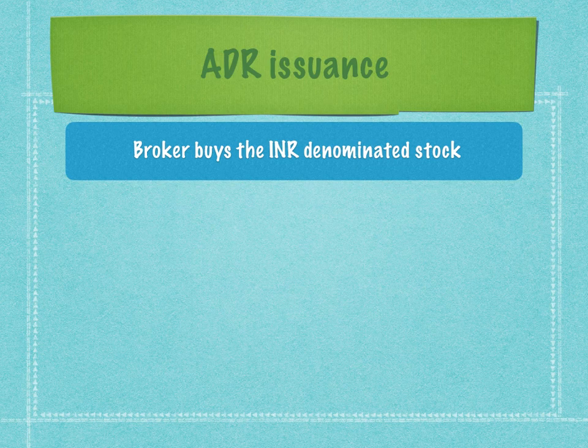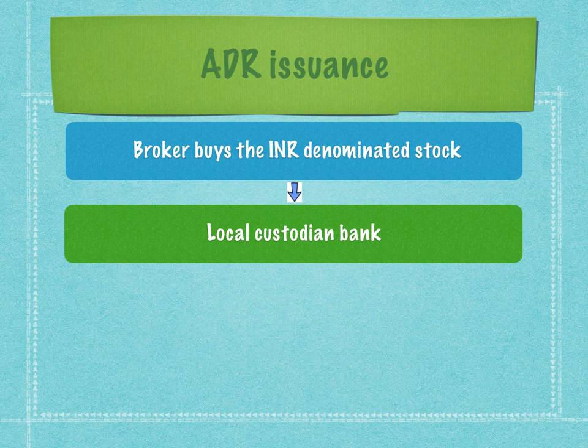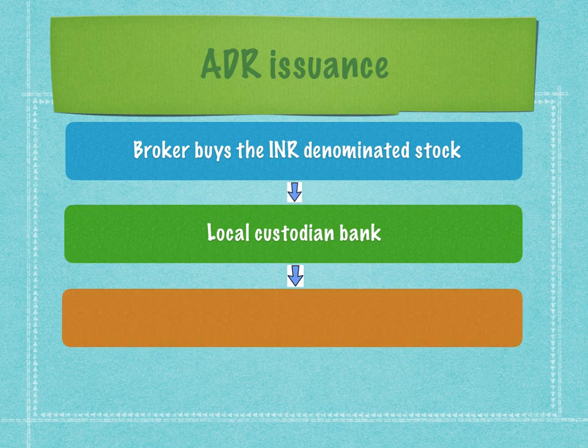What does the broker do after this? The broker then keeps the stock with the local custodian bank. It's very important to remember this. The broker, after buying the stock, deposits it with the local custodian bank. A custodian is a financial institution which holds securities on behalf of the broker. What does the local custodian bank then do? The local custodian bank then informs the US based depository bank that they have purchased and they are holding the underlying INR denominated stock.